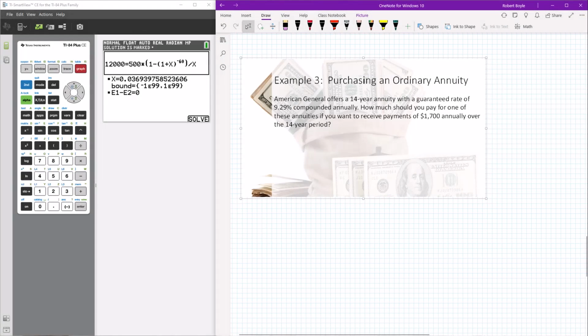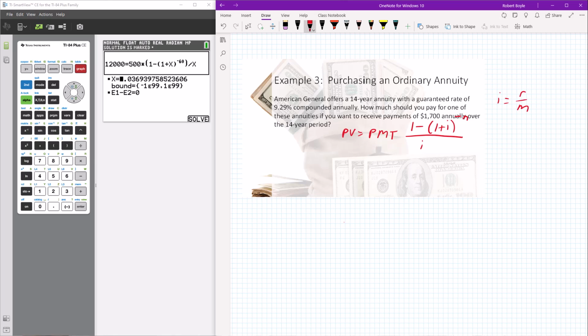And this brings us to example 3. American General offers a 14-year annuity with a guaranteed rate of 9.29% compounded annually. And the question is, how much should you pay for one of these annuities if you want to receive payments of $17,000 annually over the 14-year period? So this is, once again, the use of the present value annuity formula. Specifically, that formula is that the present value is equal to your payment times 1 minus the quantity 1 plus I raised to the negative n power divided by I, where I is equal to R over M.